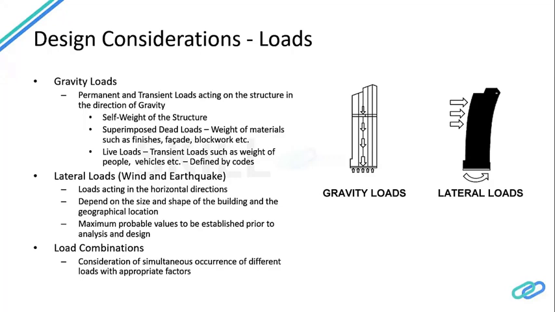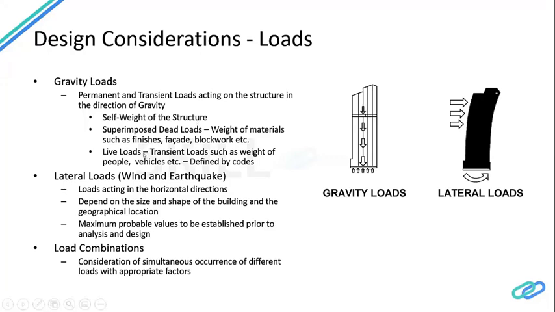The first one is gravity loads, which is downward force acting axially on the members of the building, as you see in the diagram here. This gravity load generally includes the self-weight of the structure, whether it's your concrete or steel or any structural element that you're using. It also includes the weight of the other materials, such as your tiles, your facade, your blockwork, etc. So basically, it includes all the loads that are permanently acting on the structure.